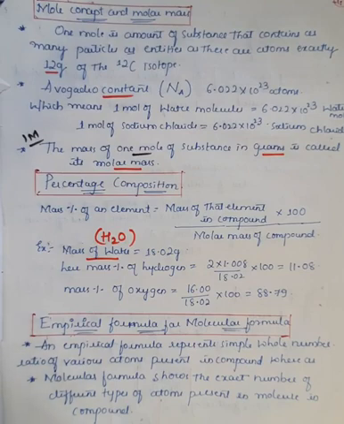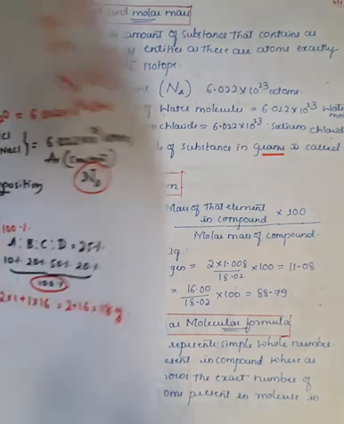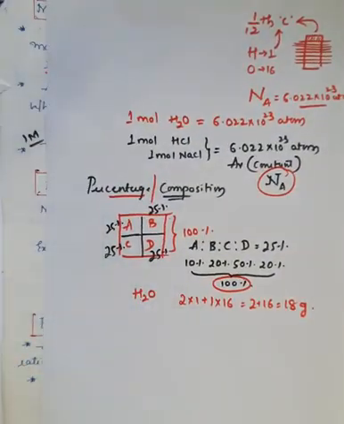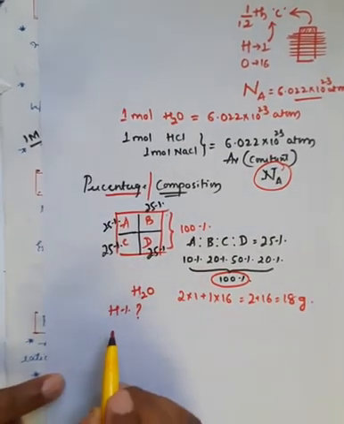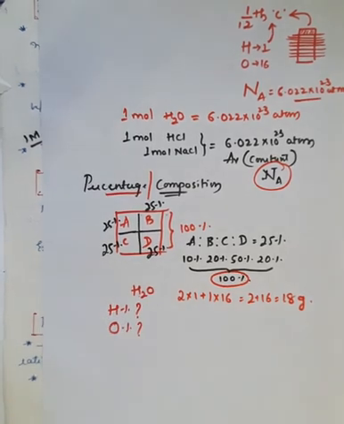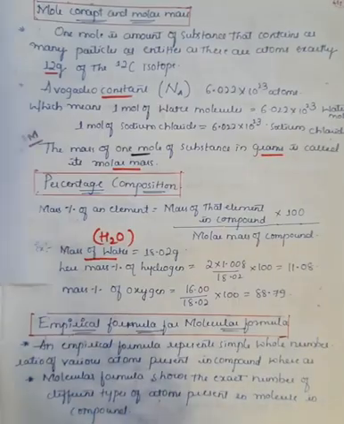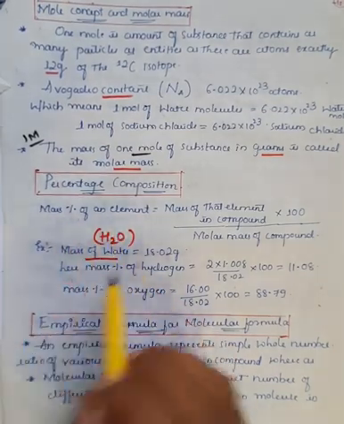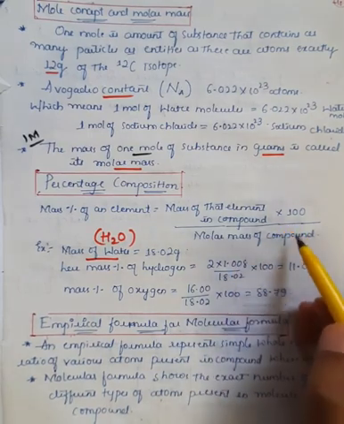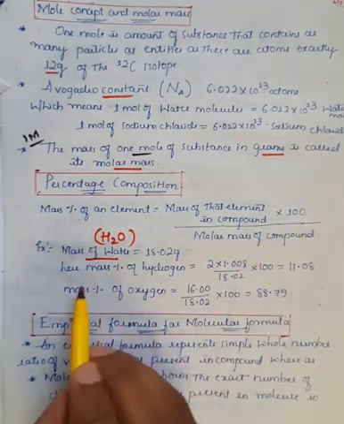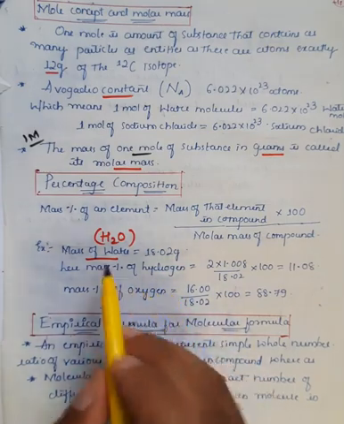Here, if you want to calculate the percentage of each element, this water molecule is the compound. If you want to find the percentage of hydrogen, and similarly the percentage of oxygen, these can be calculated on the basis of percentage composition, which is generally given in terms of the mass percent of the element. The formula is the mass of the element in the compound divided by the molar mass of the compound into 100.